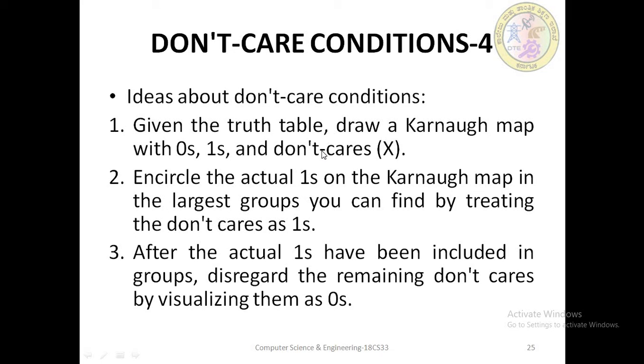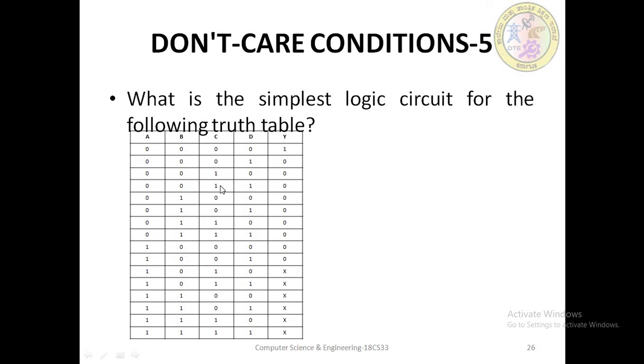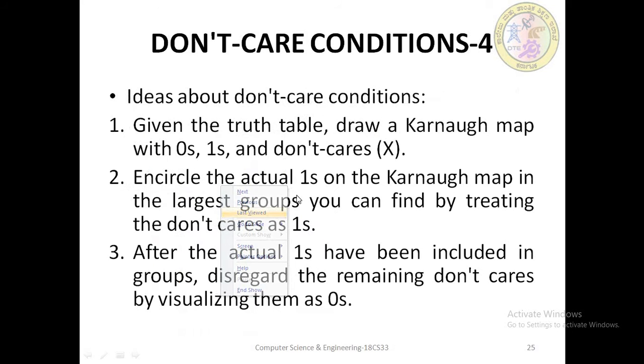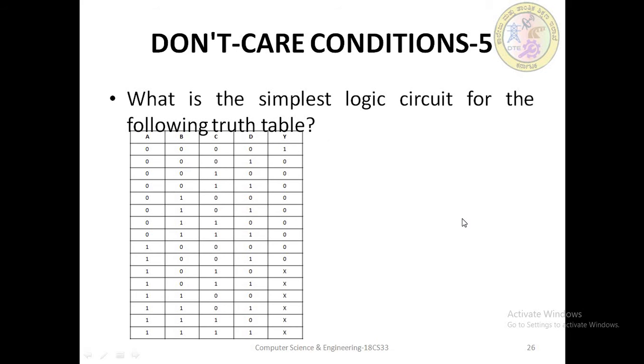Whenever a don't care condition is given, we will write the K-map with the don't care conditions, and first we will have a look at all the possible ones here. Using the don't care conditions, we will try to encircle the maximum possible group. After the actual ones have been included in the group, discard the don't cares, visualizing them as 0. So we need to consider it.